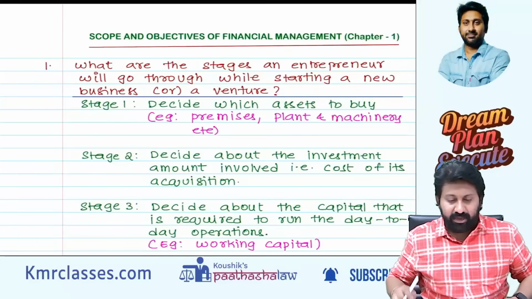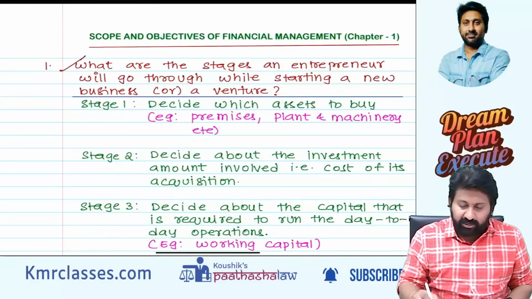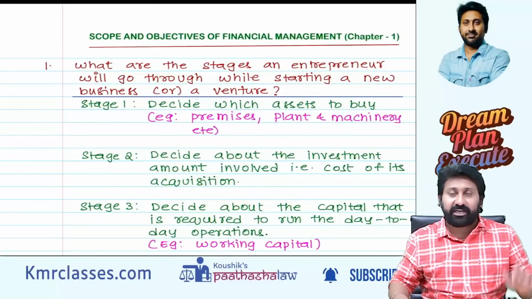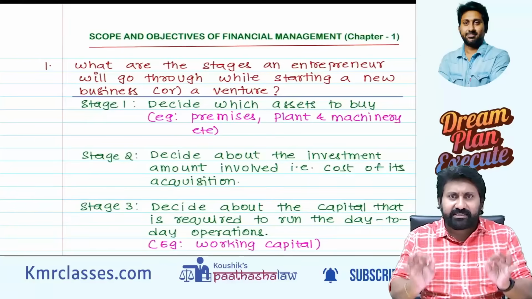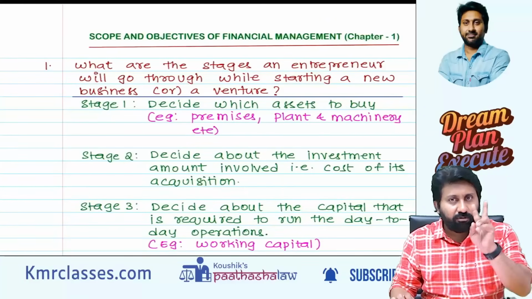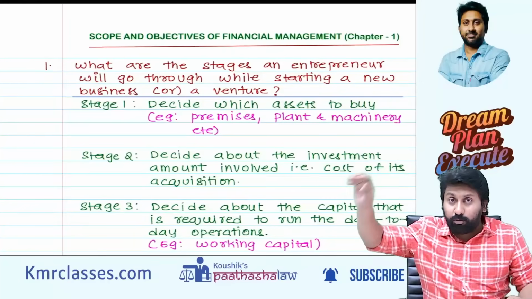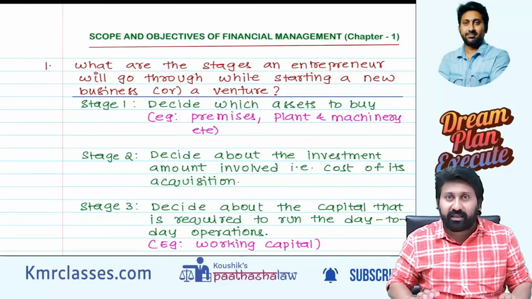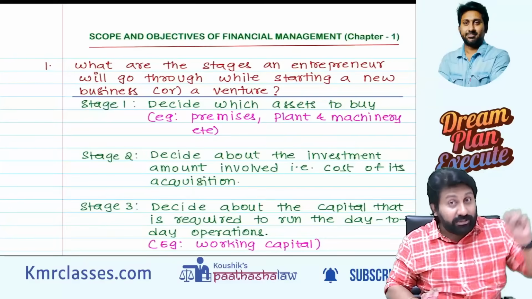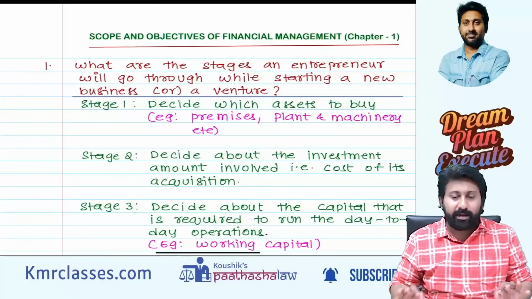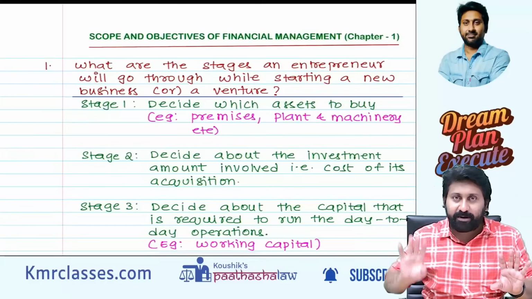Let's start. See, what is the first question? What are the stages an entrepreneur will go through while starting a business or a venture? Simple logic. Whenever I say business, an entrepreneur will have two important decisions to take. Number one, where to get the money, where to put the money. How to get the money, how to put the money. How much to get the money, how much to put the money. Sir, what are all these? In simple, financing decision, investment decision.